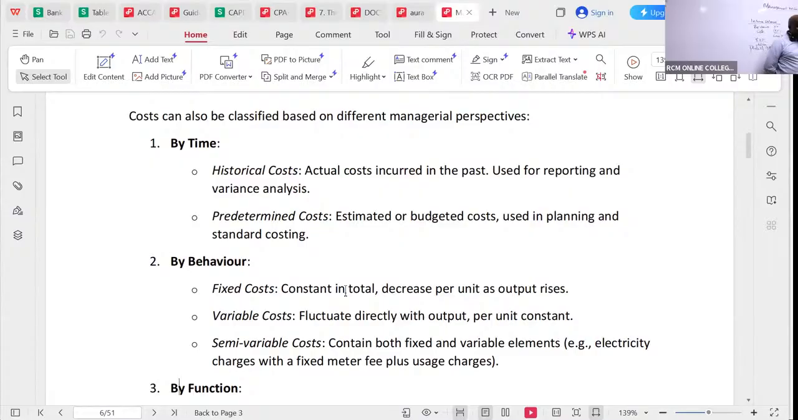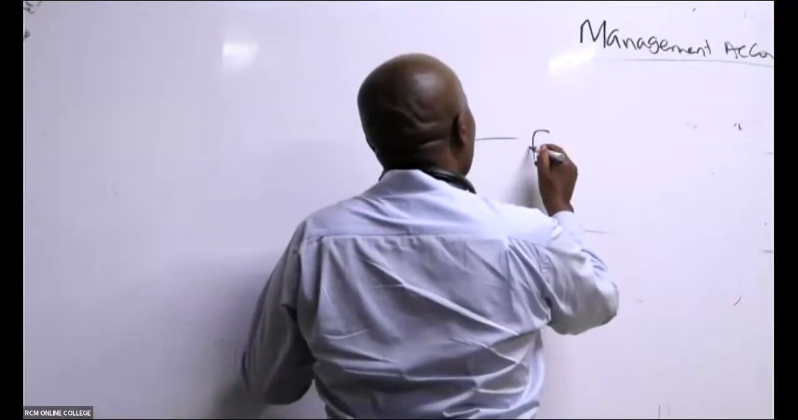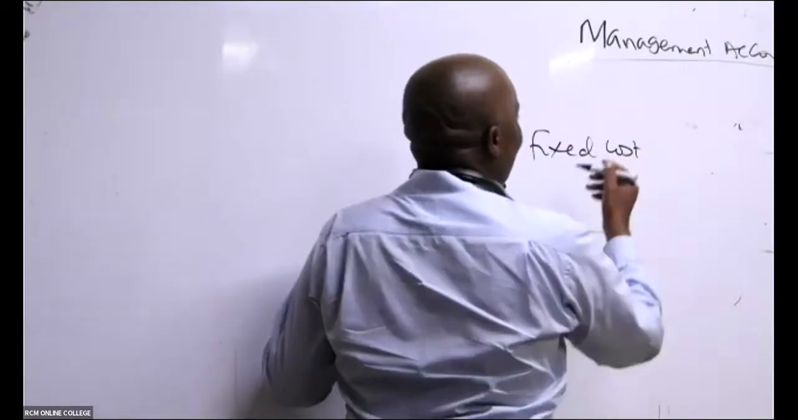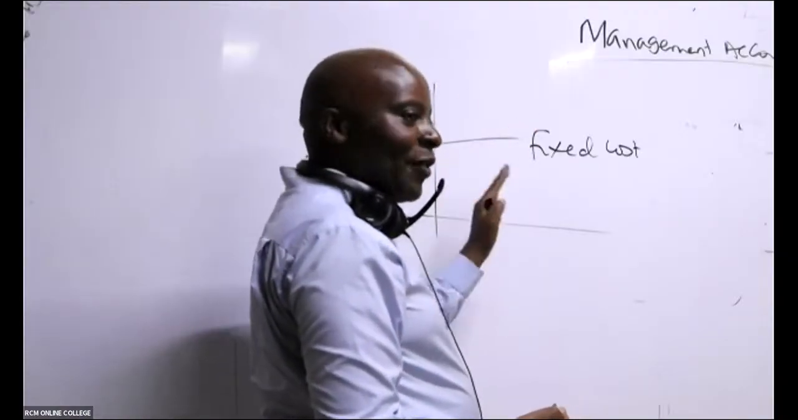How about variable costs? They also behave in a funny way, isn't it? They fluctuate, yes. And then, ladies and gentlemen, we have what they are calling semi-what here, somebody? Semi-variable. How do they behave, semi-variable costs? Yeah, they exhibit both characteristics, isn't it? Please listen. When we talk of fixed costs, this is how they behave. They are ever constant.